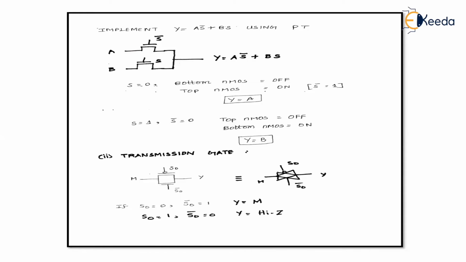So how will the expression work, or how will the working be? See, suppose I am giving S is equal to 0. What must be at the output? A must be at the output. How can I say this diagram is going to implement the multiplexer?